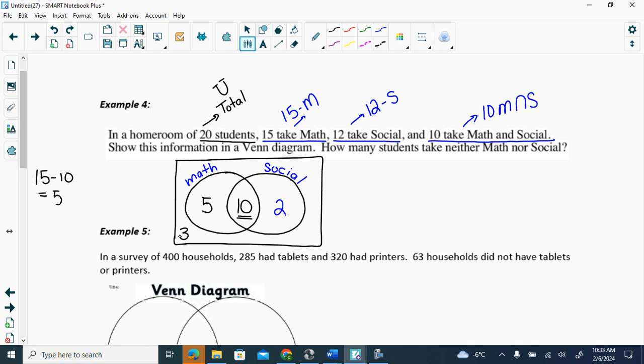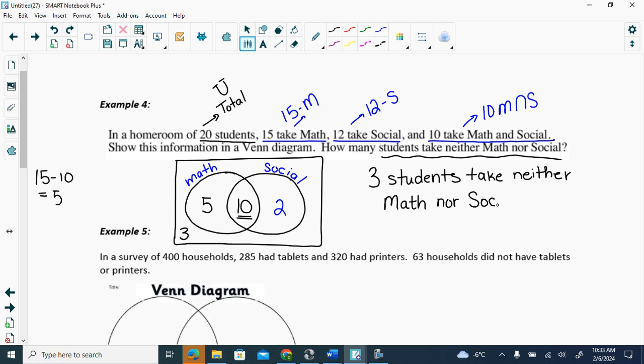Because all you do is recite the question. You just rewrite the question with the number in it, right? So this one says, how many students take neither math nor social? You'll say 3, and then you rewrite that. Students take neither math nor social. You could make it in a little cloud, you could box it, you could even just leave it without a box. But the sentence needs to be there.